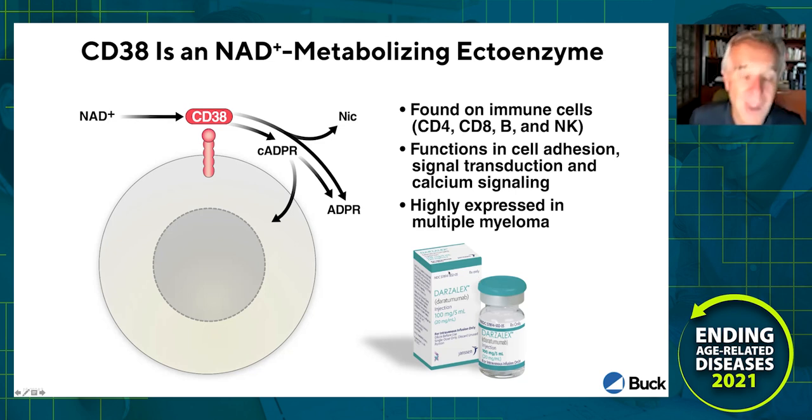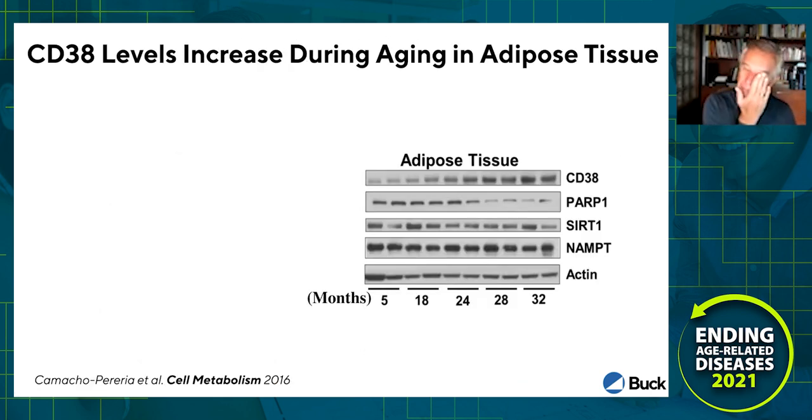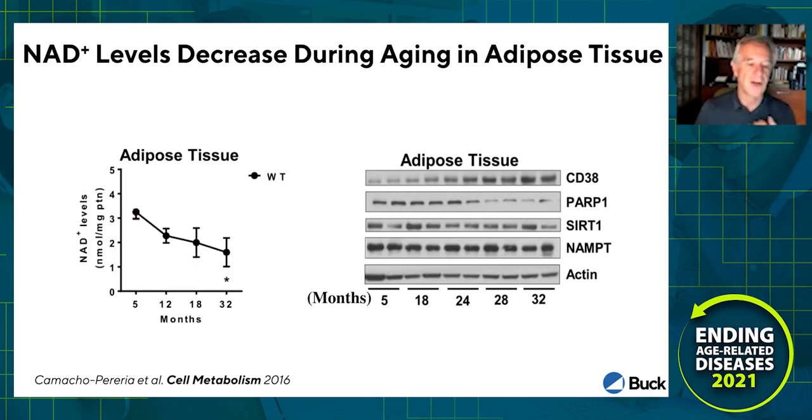So why did we become interested in CD38? This was based on a paper published by Eduardo Chini and his colleagues at Mayo Clinic, where they showed that CD38 levels increase during aging. This is illustrated here on a Western blot. You can see CD38 expression going up, SIRT1 not changing, and NAMPT not changing. Again, this is the key enzyme in the salvage pathway. The consequence is that when you look at NAD levels in adipose tissue, you can see them progressively decreasing as a function of aging.